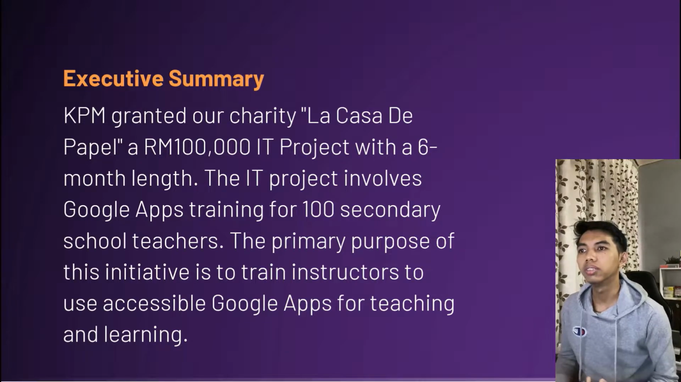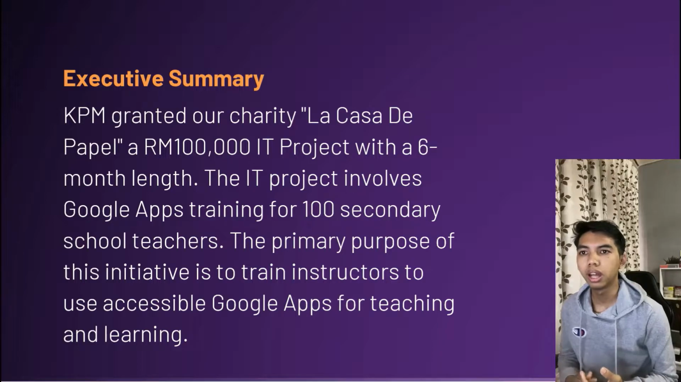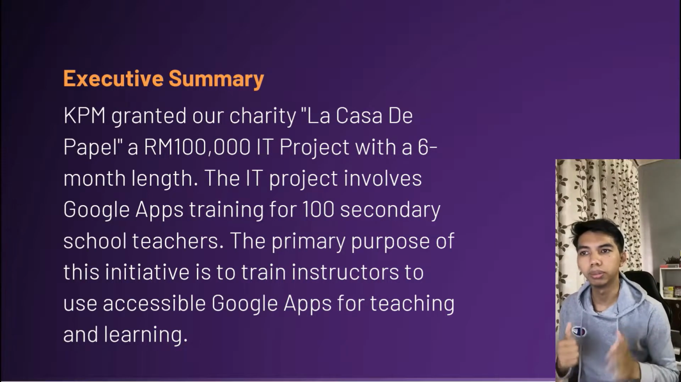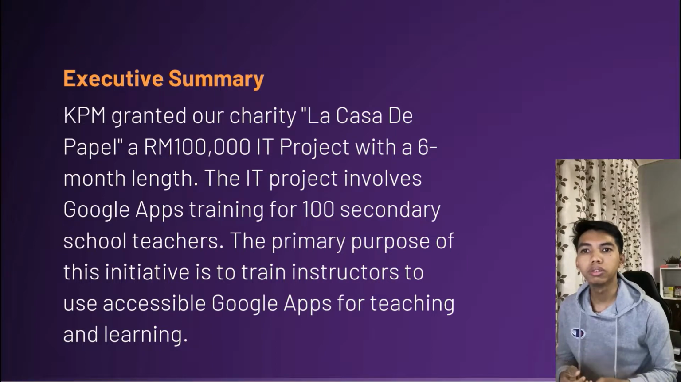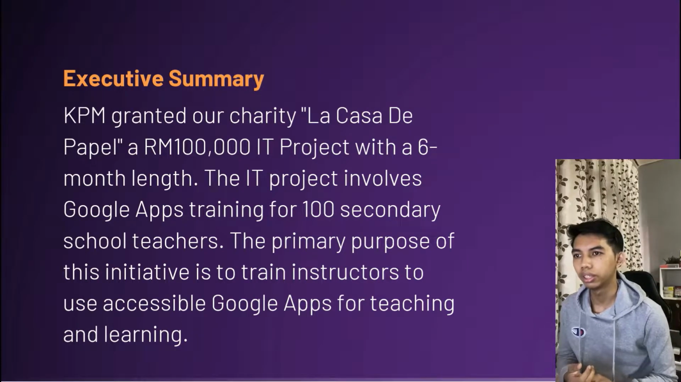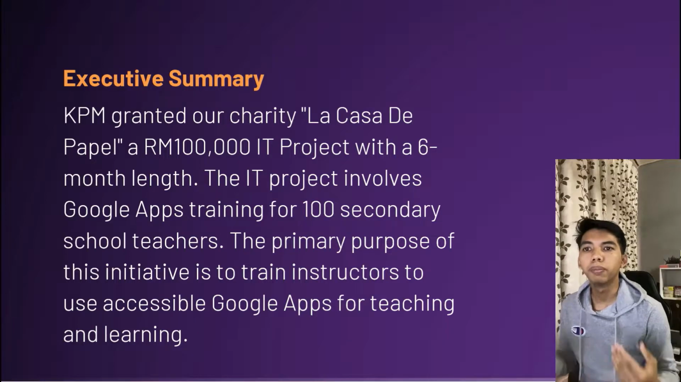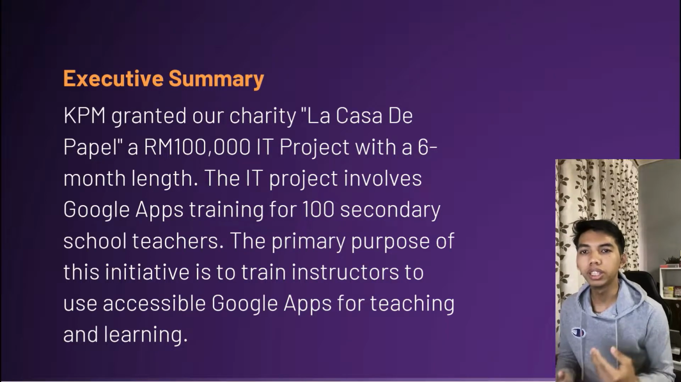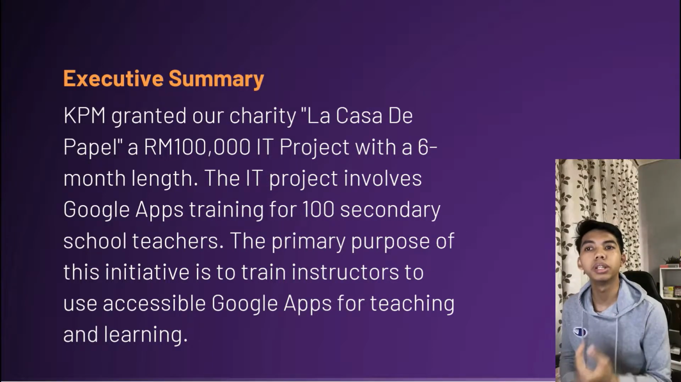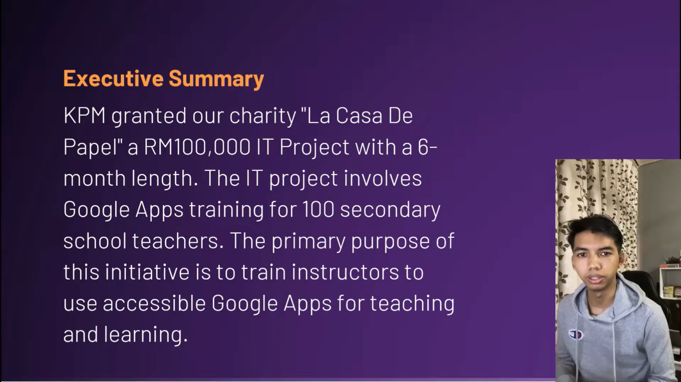So for the executive summary, basically KPM granted our charity 100,000 for an IT project within a 6-month length. And the IT project involved Google Apps training for 100 secondary school teachers, and the primary purpose of this initiative is to train instructors to use accessibility Google Apps for teaching and learning.